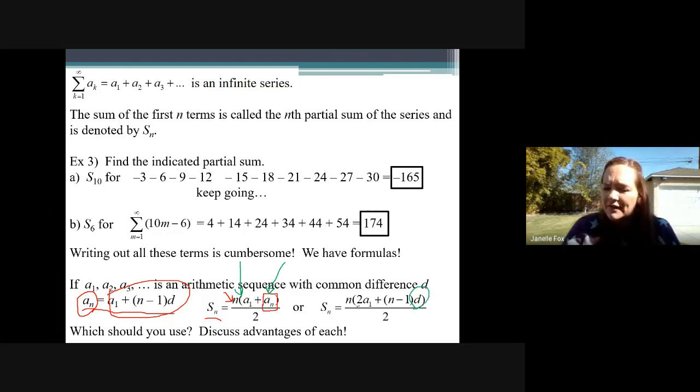So honestly, I think probably what we're going to do is use both of them. Which one do you use? I don't care. Just get it right, guys. Pick either one that you want to.